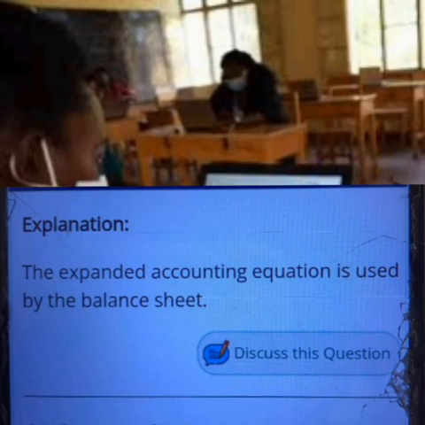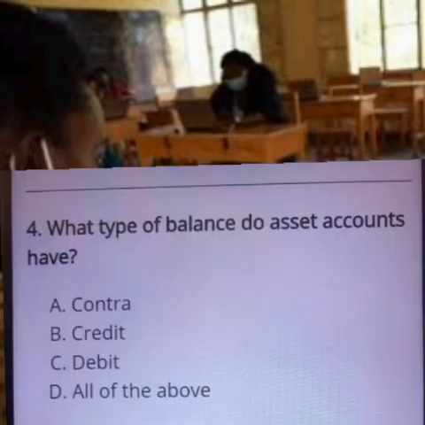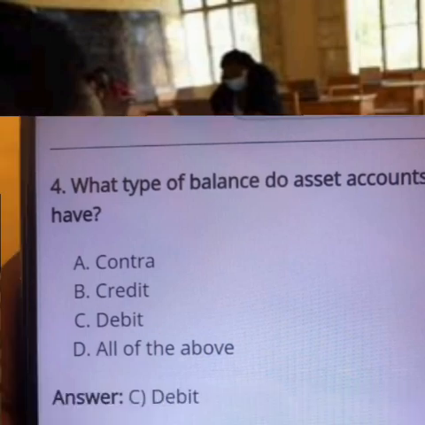Question number 4. What type of balance do asset accounts have? A. Contra. B. Credit. C. Debit. D. All of the above. The true answer is C. Debit.